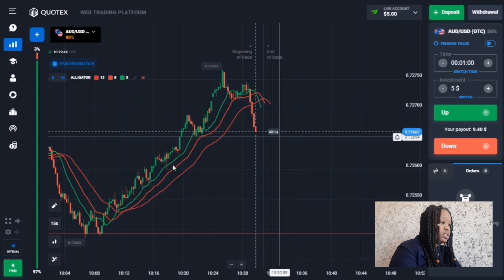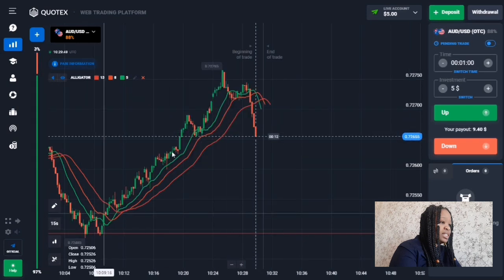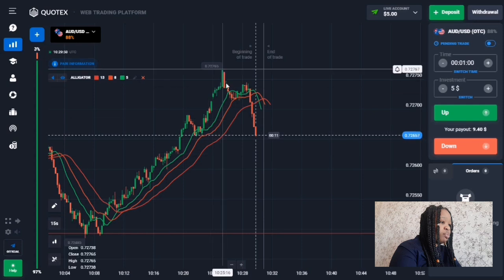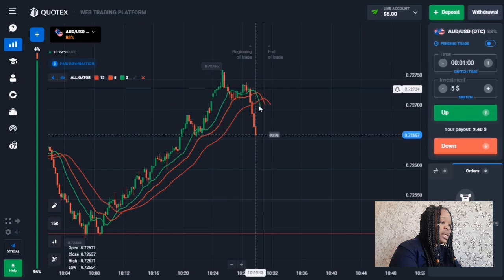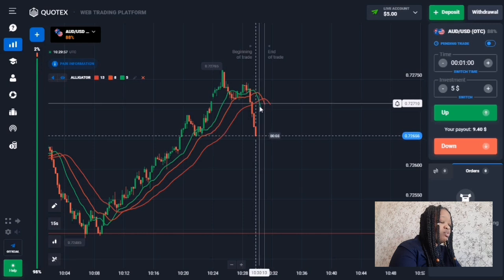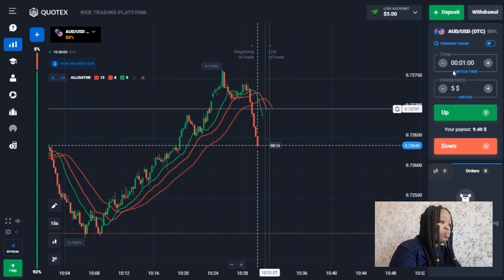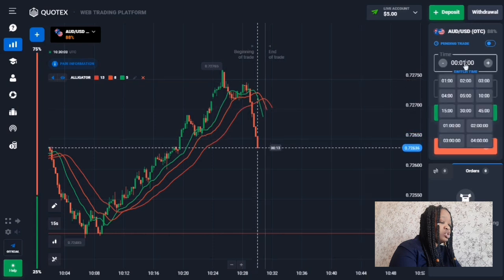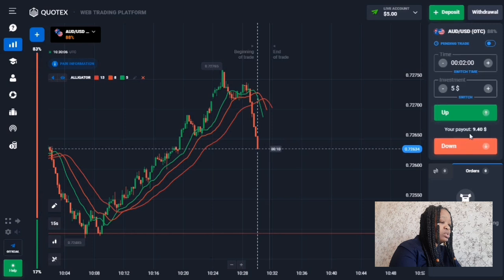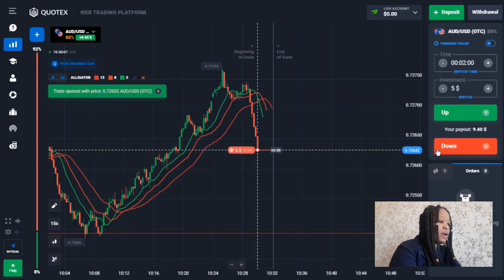So it was a very steady movement upwards. Then the price reversed from this point and it's now falling down, and the green moving average has crossed the red one from top to bottom. So I'll open a 2-minute trade with down because the situation shows that there will be movement down. So let me wait and see the results of this trade.